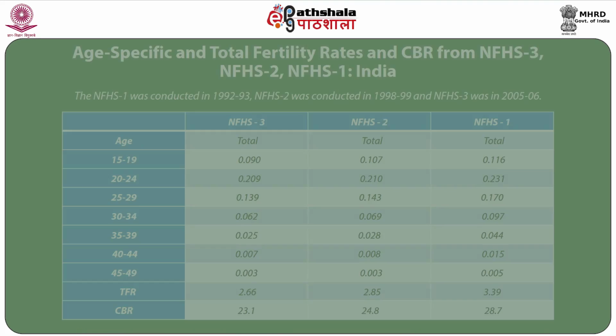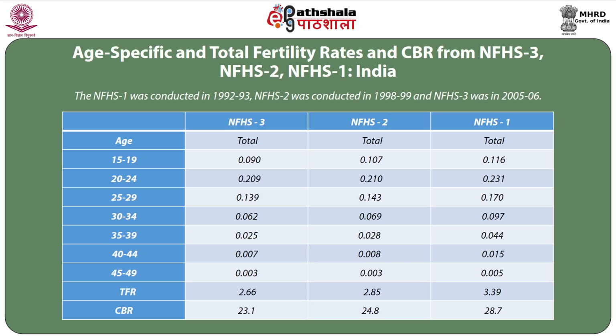For instance, if we look at the National Family Health Survey conducted in 3 rounds, number 1 was conducted in 1992-93, the second one was conducted in 1998-99, and the third, NFHS 3, was conducted in 2005-2006. Let us illustrate how women in the various age groups have their fertility levels. For instance, in the age group of 15 to 19 years, in NFHS 1, the fertility performance was 0.116, which has come down to 0.107 in NFHS 2 and further came down to 0.090.